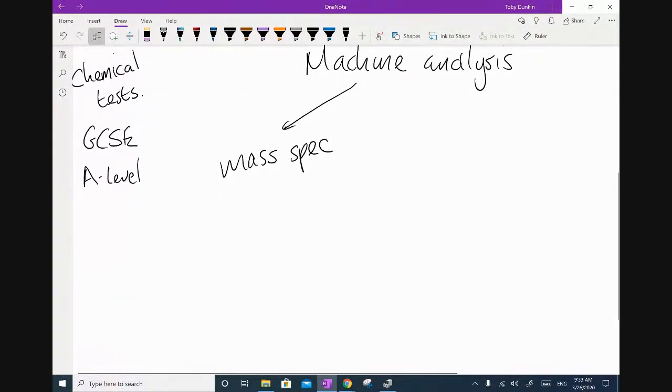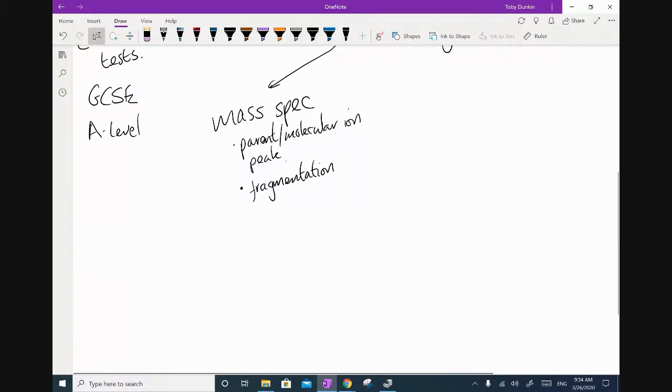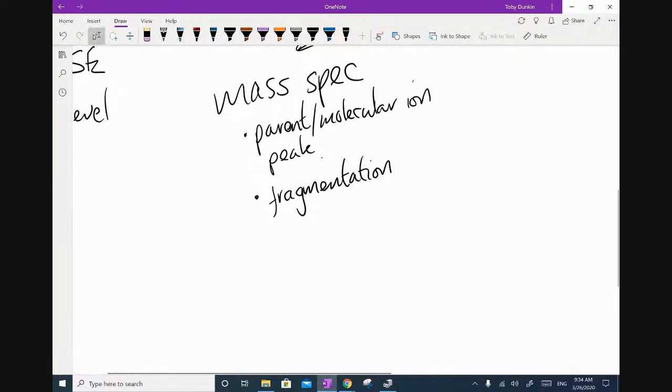But this, of course, is looking at parent peaks, the molecular ion peak. But we've already done it. Molecular ion peak. I'll put peaks or peak. And then it also looked at fragmentation. Fragmentation patterns. I'm trying to think of any others.